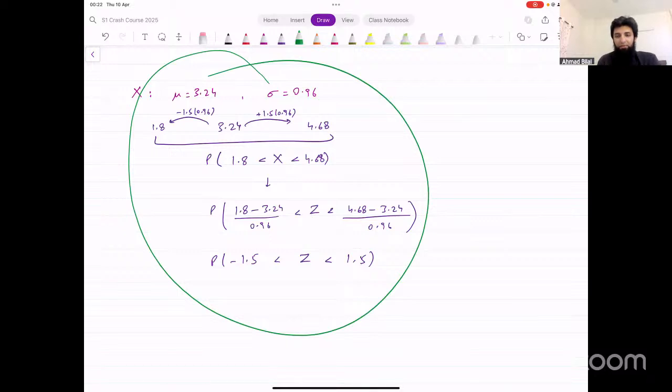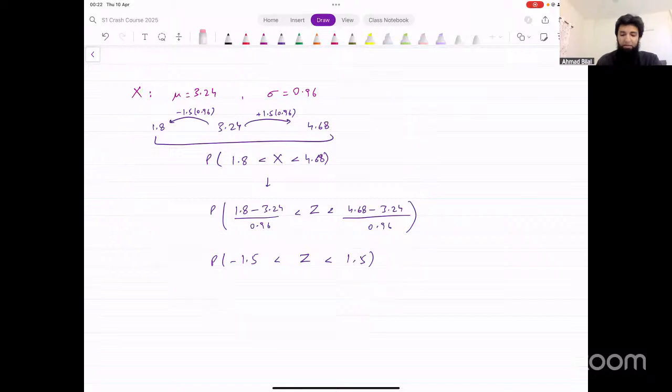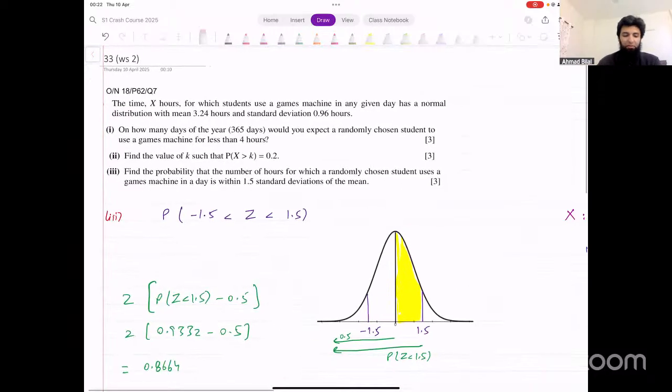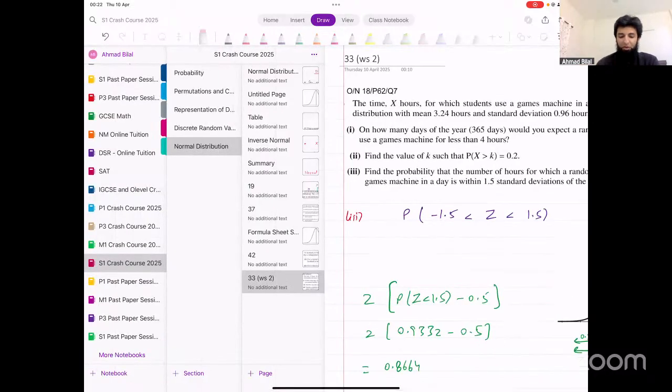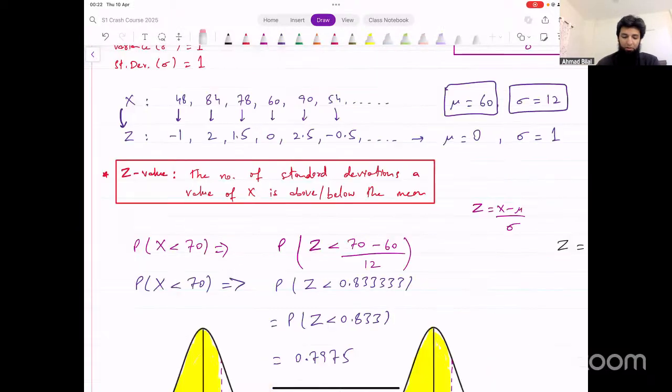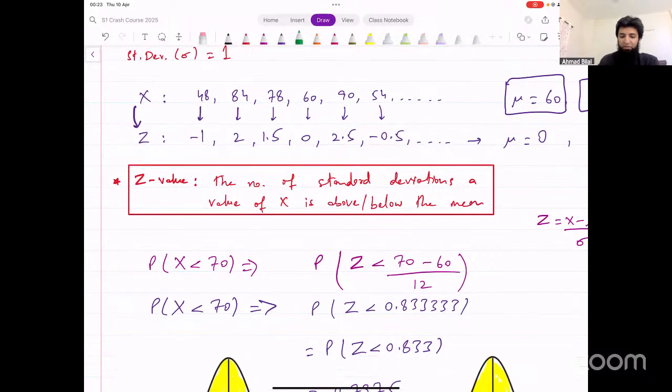Okay. Now, why can we do this? Let me repeat that again. Ibrahim, you thought that it's not that important, so you stopped paying attention when I told you what the Z value means.